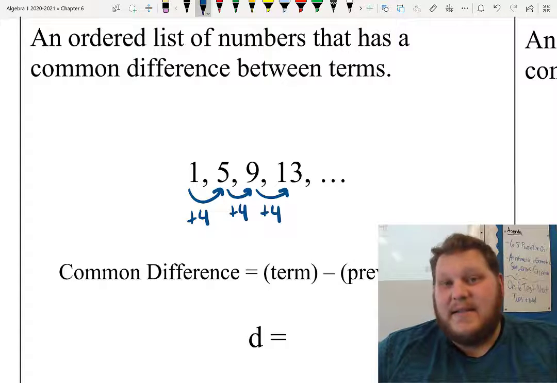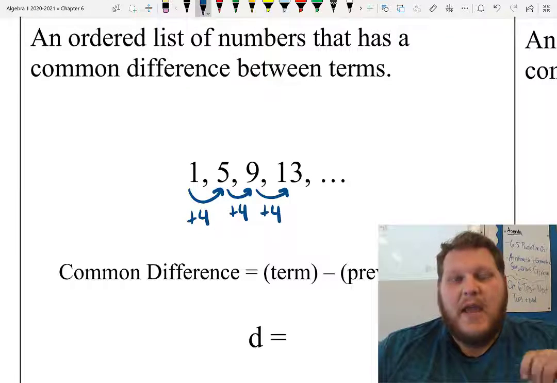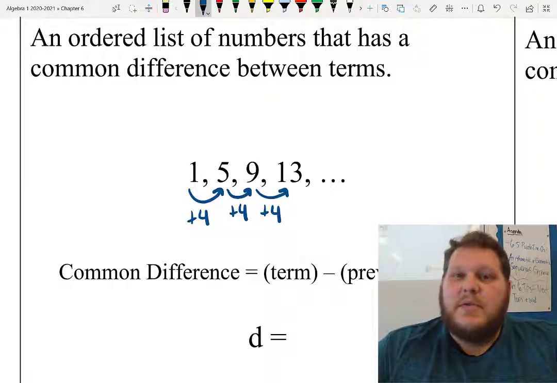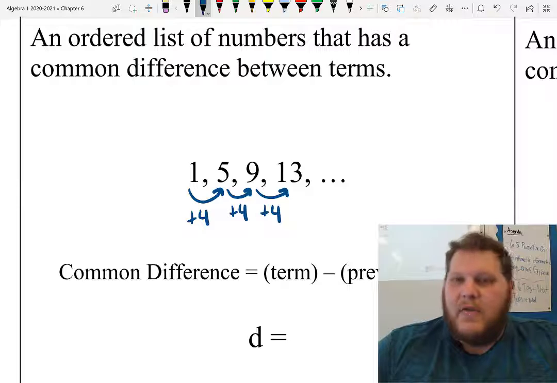And it has to be consistent. What works for the first term to the second term has to also work from the second to the third and the third to the fourth. For however many terms you see in your sequence, you have to make sure that that common difference is consistent.